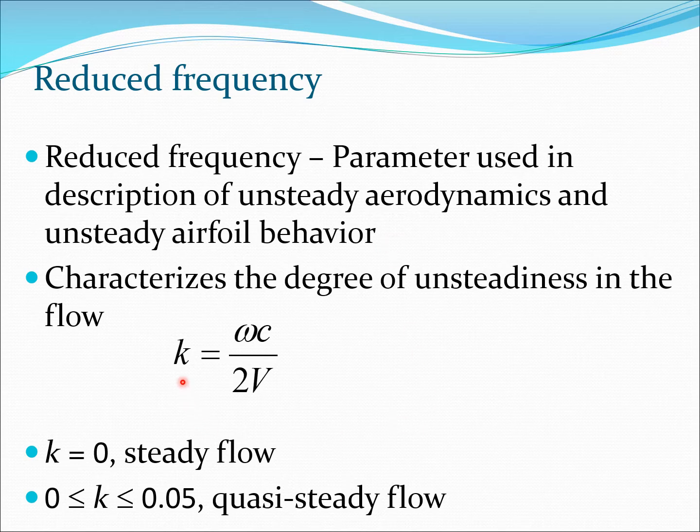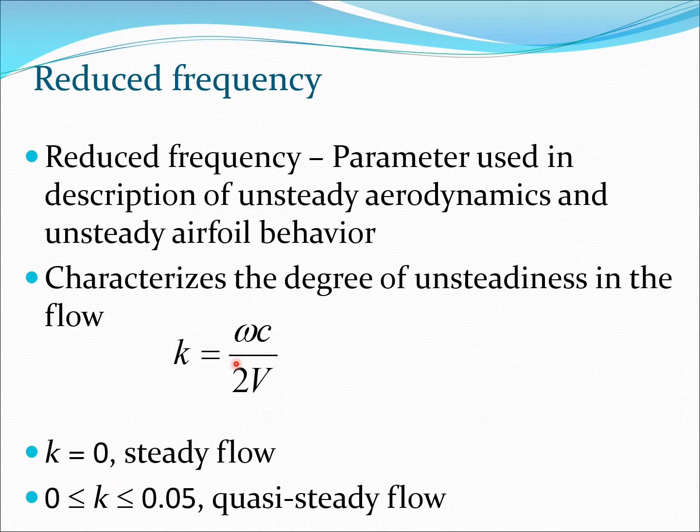So this parameter k is defined as follows. It's basically the frequency at which the motion is taking place, times the chord, divided by 2 times the velocity. So here you can clearly see that this is a non-dimensional parameter. For example, radian per second times meters at top, and here you have meter per second. So essentially you have meter per second on top and bottom both, radian being non-dimensional.